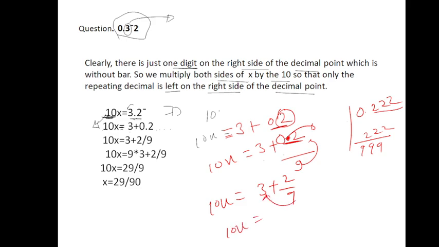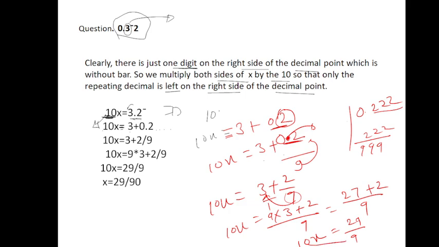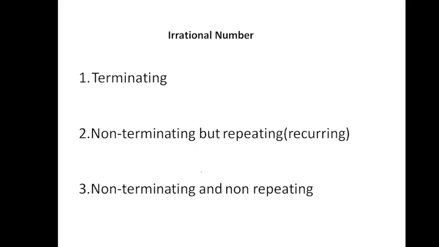10x, multiply 9 into 3 plus 2 divided by 9, because 9 is the LCM. So 9 into 3 is 27 plus 2 divided by 9, 27 plus 2 is 29, 29 by 9 equal to 10x. When 10 moves to the denominator, that will be 9 into 10, so 29 by 90. So this is the final answer, x equal to 29 by 90. Okay, now we will move to another slide.